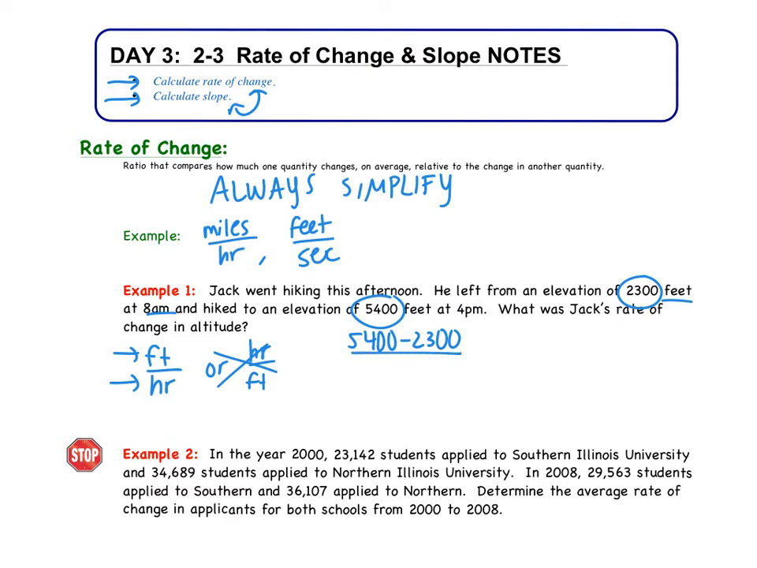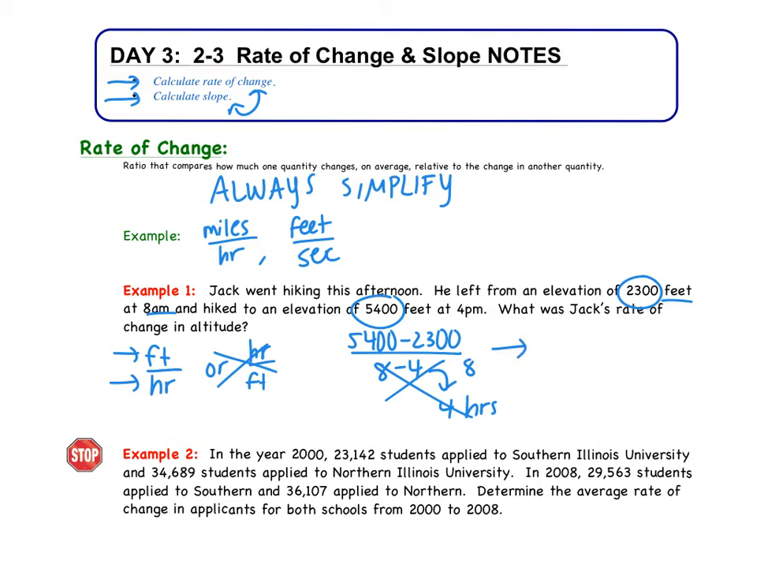And then in the denominator, we need to think about the change in hours. Now, we need to be careful here. What some people want to do is 8 a.m. subtract 4 p.m. What this is saying is he hiked for 4 hours. Now, does that make sense though? Let's think about this logically. If he started at 8 a.m. and went until 4 p.m., 8 a.m. to 4 p.m. is 8 hours. So when you're talking about time, you have to really think. 8 is what needs to be in the denominator.